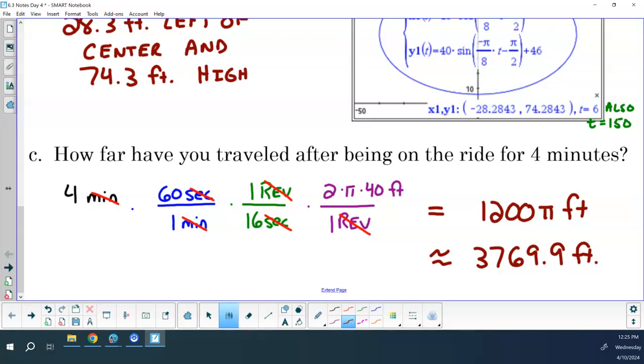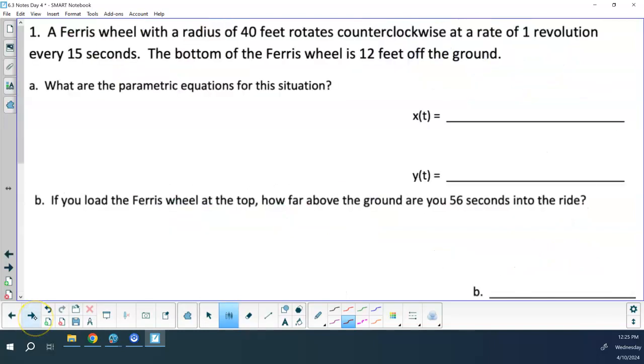Okay. On your note sheet, then, we have these questions here. A Ferris wheel with a radius of 40 feet rotates counterclockwise at a rate of 1 revolution every 15 seconds. Bottom of the Ferris wheel is 12 feet off of the ground. I would like you and people next to you to work on this one, and then we'll work on one more after that.